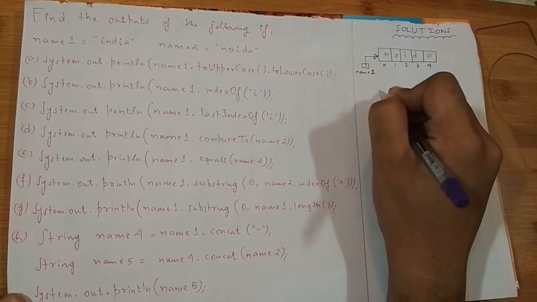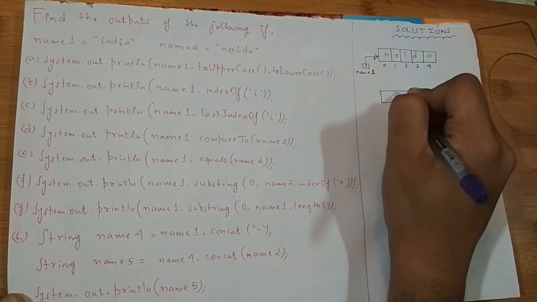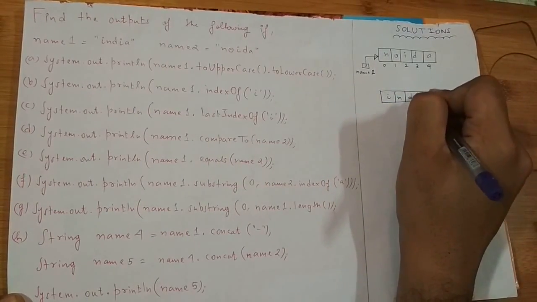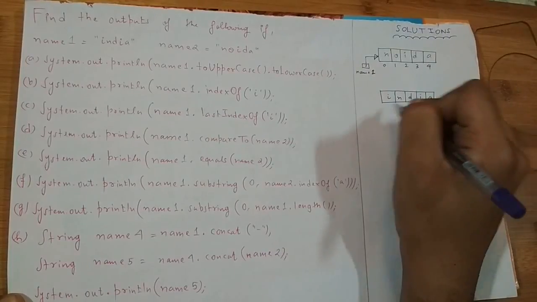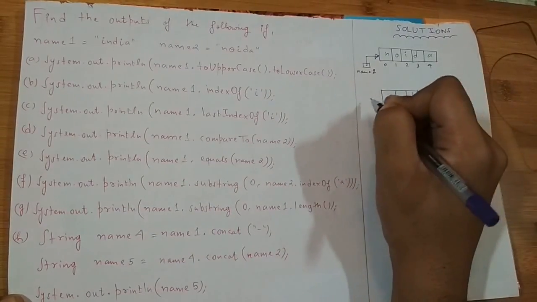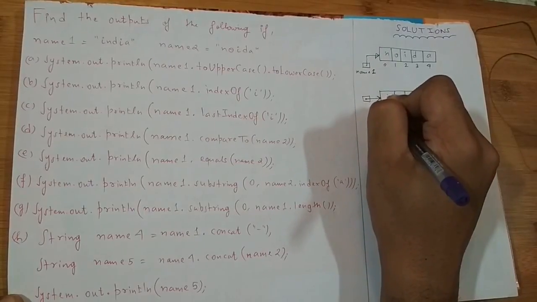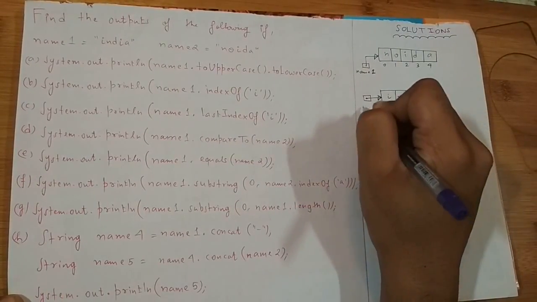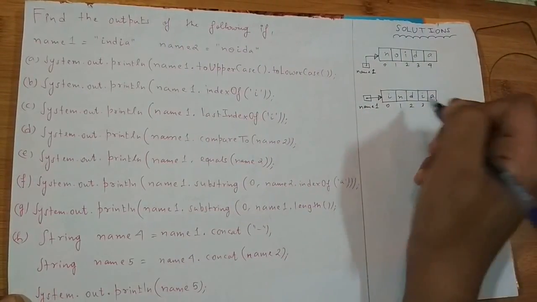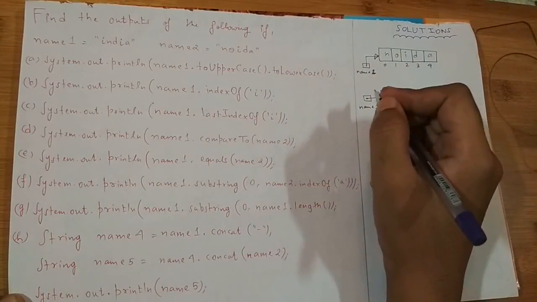So we have another collection of characters, this time referenced by name1. So what are my characters? I, N, D, I, A. And the indices are once again from 0 to 4. And we have name1 acting as a reference to it. So this is name1. Okay, so now let's solve each of these statements.